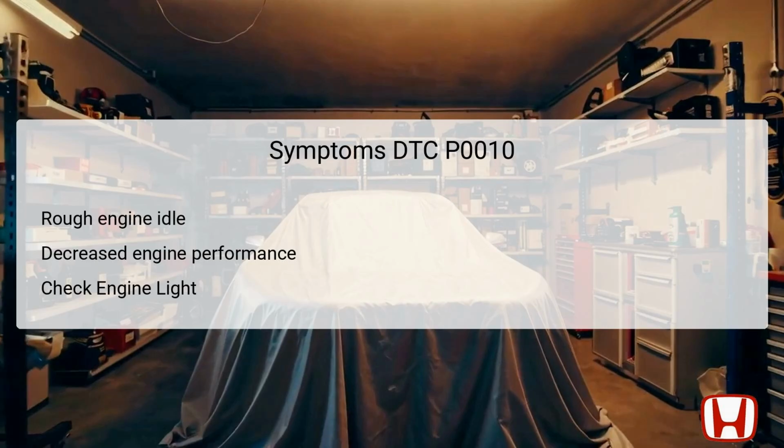Several symptomatic indicators accompany DTC P0010, primarily affecting the engine's functionality. A rough engine idle may be noticeable, indicating that the engine is struggling to maintain stable operation due to timing issues caused by a malfunctioning VTC solenoid. Drivers might also experience decreased engine performance, which can manifest as sluggish acceleration or lack of power during driving, severely impacting the overall drivability of the Honda Civic. Additionally, the check engine light, CEL, will illuminate, alerting the driver to the presence of a diagnostic trouble code that requires further investigation. Recognizing these symptoms promptly can prevent further mechanical complications from arising and ensure timely maintenance is performed on the vehicle, thereby enhancing overall vehicle reliability.